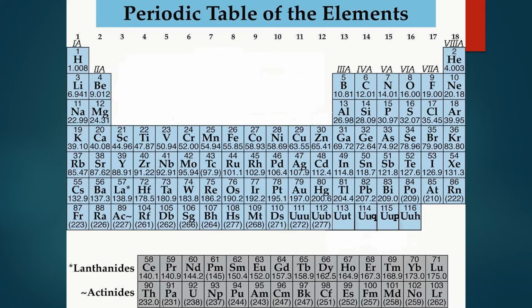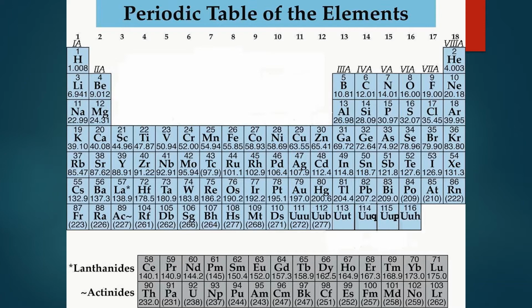Then group number 13 to group number 18, the right side of the periodic table. You can see boron, carbon, nitrogen, oxygen, fluorine, then noble gases. Here the last electron enters into the p orbital. That's why these are classified as p block elements. So group 13 to group 18 are p block elements. Okay, then lastly, lanthanides and actinides.